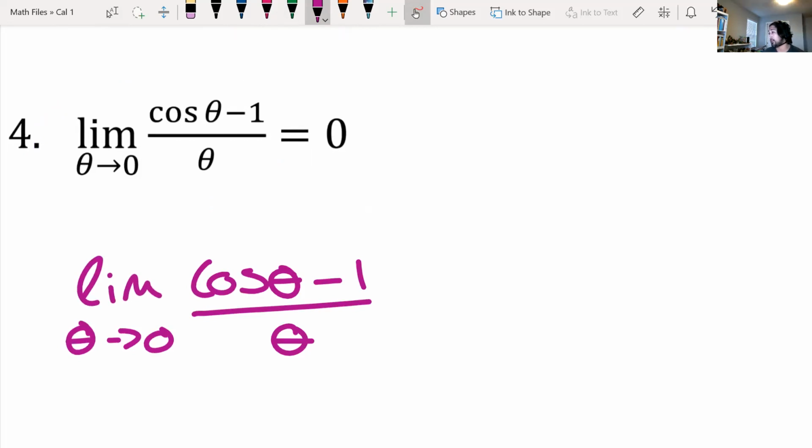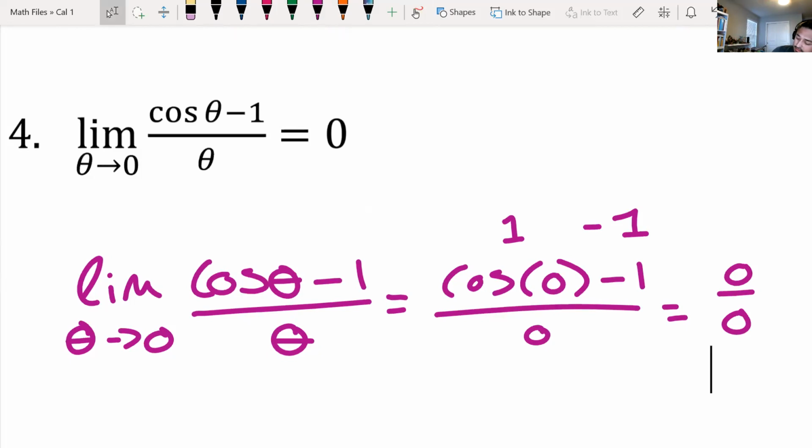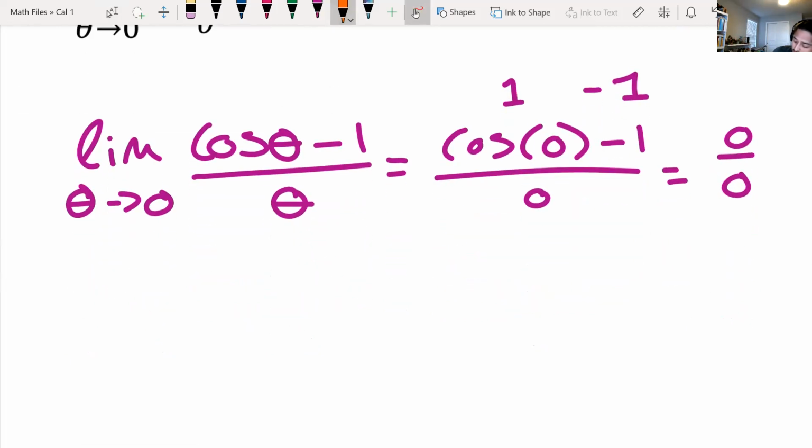And one way to start to try to prove this is plug in what number? 0 for theta. So let's see what happens when we do that. You get cosine of 0 minus 1 over 0. What is cosine at 0? 1. You'll get 1 minus 1, which will give us 0 over 0, which gives us what type of form? Indeterminate. So that means we have to fix this algebraically.